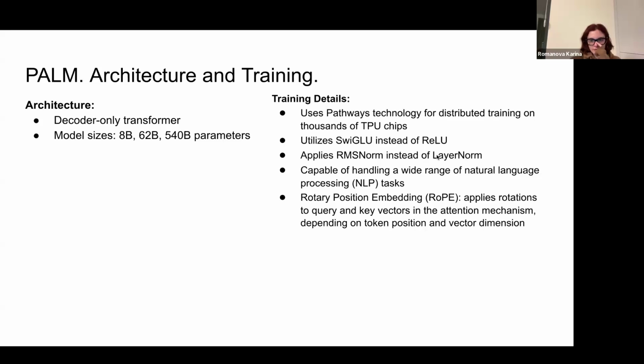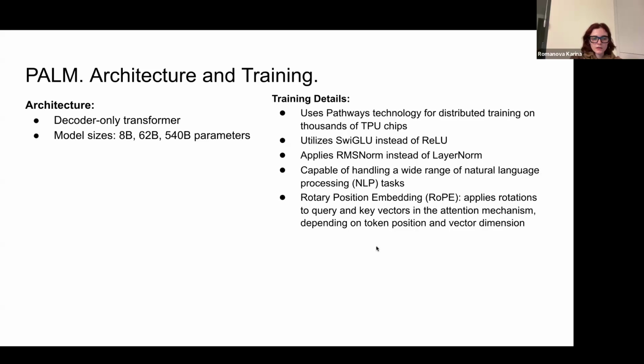Let's see which changes we can see in PaLM. Firstly, they used SwiGLU, an activation function, instead of the commonly used ReLU. SwiGLU combines the Swish activation with gated linear units. This activation function enhances model expressiveness and improves gradient flow during training, helping PaLM capture more complex patterns in language data.